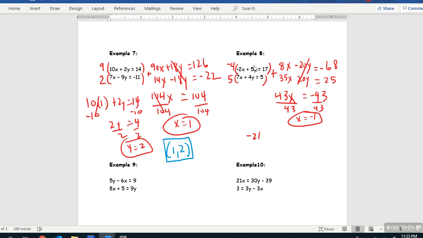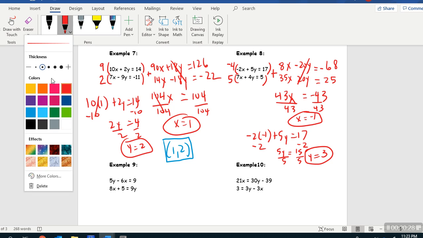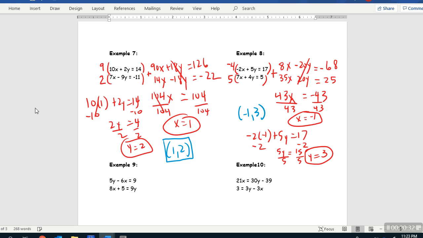All right, let's plug that into, I'm going to go with the top. So we have -2 times -1 plus 5y equals 17. I know -2 times -1 is +2, so I'm going to subtract 2 from both sides. 5y equals 15. Divide by 5, divide by 5, y equals 3. So the solution to this system is -1, 3.